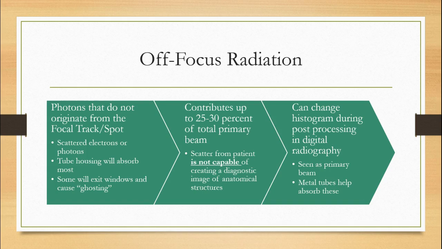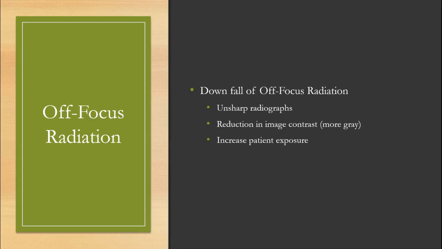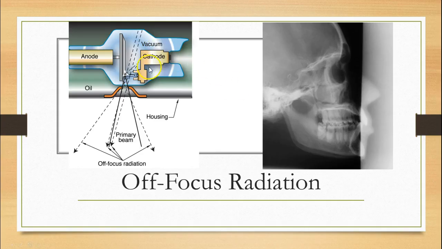So scattered photons from the patient are not capable of creating a diagnostic image of anatomical structures. That's how you're going to know the difference between scatter and off-focus radiation. It can change a histogram during post-processing in digital imaging, as it is seen as primary beam, and metal tubes help absorb these. What's happening is it's bouncing off everything inside the tube and then coming out not exactly where it's supposed to. So the downfall of off-focus radiation is unsharp radiographs, reduction in image contrast, so it's more gray, and increased patient exposure.